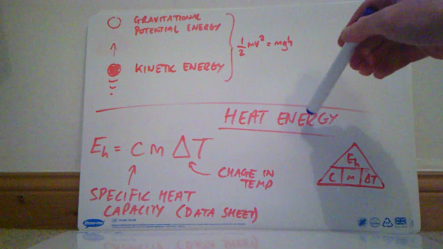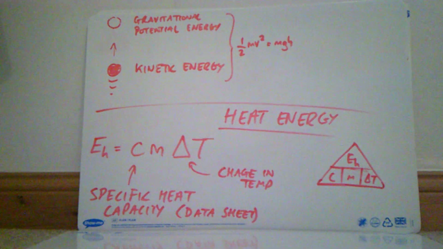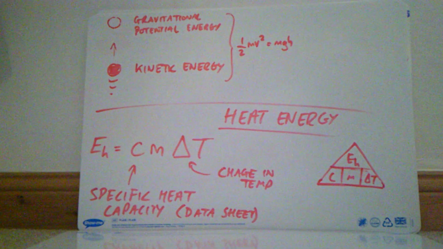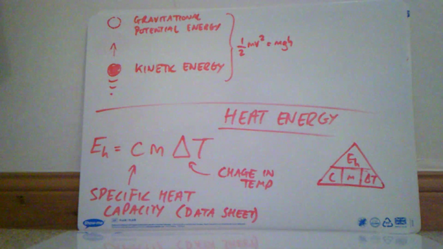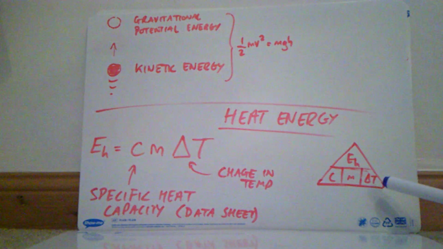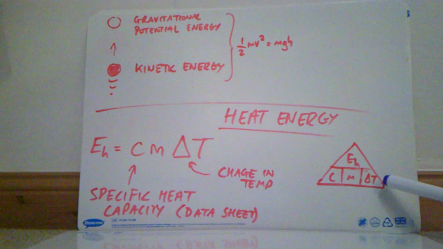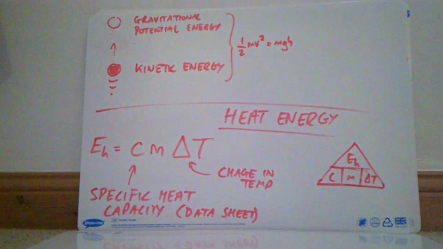Here's the formula for heat energy. EH equals cm triangle T. C is the specific heat capacity of the material, that is, how hard is it to heat up a material. Triangle T is the change in temperature. If you do want a formula triangle, here's the formula triangle. Some materials make it.